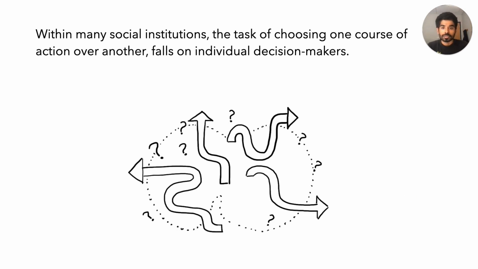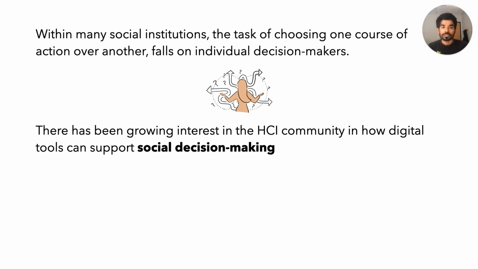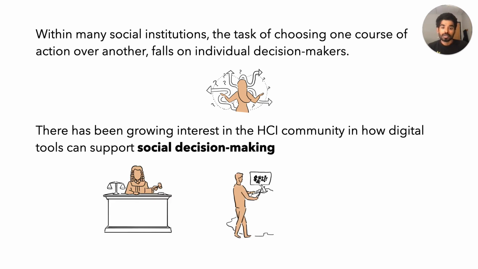Within many social institutions, the task of choosing one course of action over another falls on individual decision makers with relevant knowledge, expertise, or authority. Within HCI research, there's been growing interest in how digital tools can support this social decision making, where a decision maker must reason about or make predictions about the intentions, beliefs, and behaviors of other people. And prior work has studied social decision making and how to support it in diverse domains, ranging from high stakes decisions such as those in criminal justice and social work to content moderation decisions and even civic decision making.